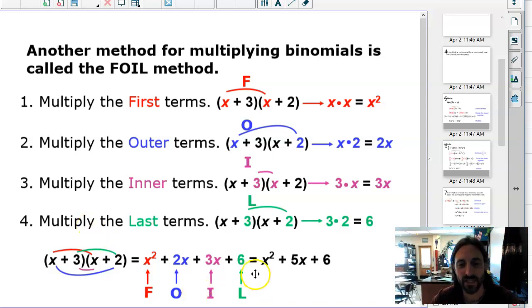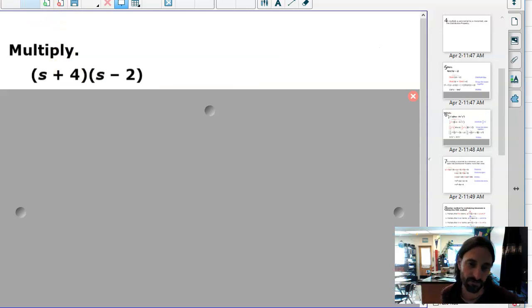Then you combine like terms, and again, you get x squared plus 5x plus 6. This is the exact same problem we just did. It's just another method. I'm leaving it to you. I will ask you to do the FOIL method. I'll ask you to do double distribution. But no matter what, you're going to get the same answer if you've done it correctly.